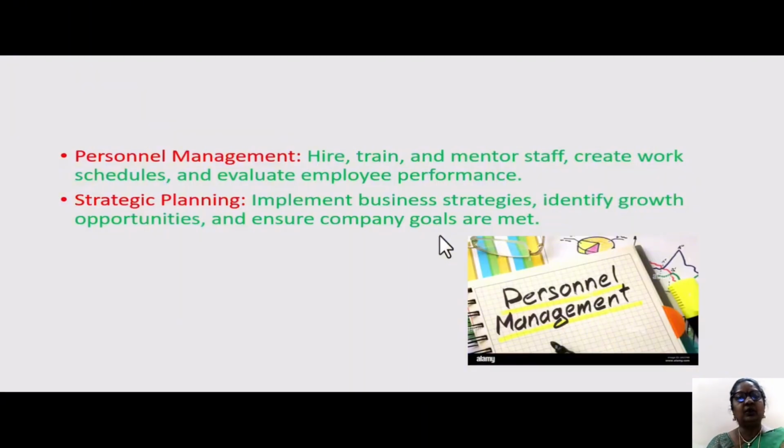Personnel management is HR management: how many persons are needed, whether they are needed or not, whether they are to be given any training, and what the procedures are. Strategic planning: implement business strategies, identify growth opportunities, and work toward company goals, continuously following whether the company is going towards achieving its goal.